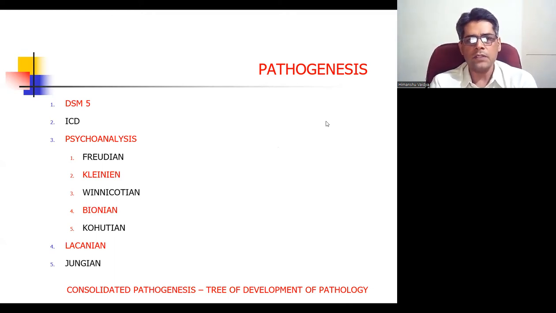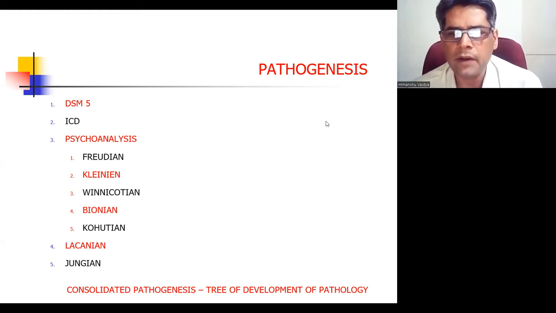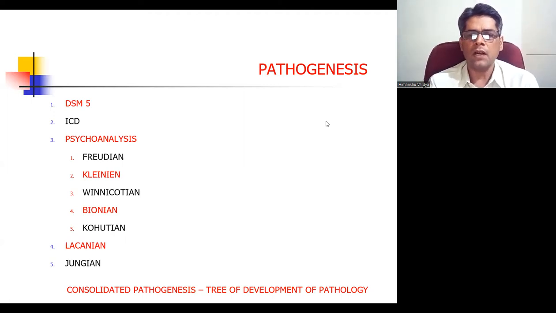Once we are clear with the diagnosis according to DSM-5 or ICD or both, we come to pathogenesis. DSM-5 and ICD, both of them are atheoretical, so they don't go into pathogenesis. We should be very clear about it that DSM-5 and ICD both are atheoretical and therefore they don't go into the pathogenesis of any sickness, nor do they go into treatment plan of any sickness. It should be very clear that DSM-5 and ICD are diagnostic manuals. They don't go into the aspect of pathogenesis or treatment plan.